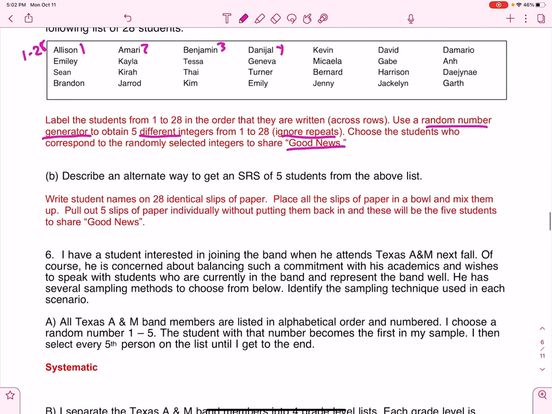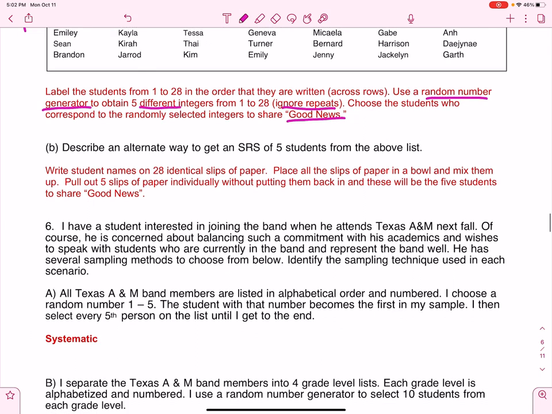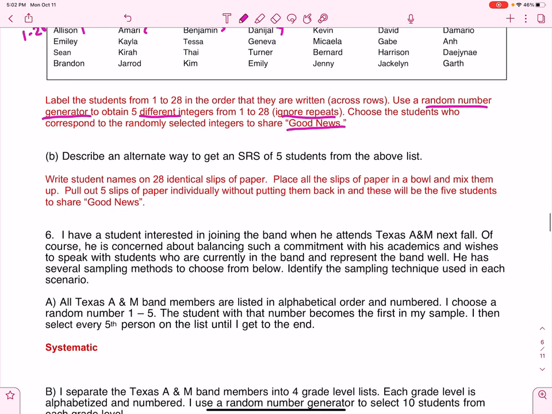An alternate way to get a simple random sample is writing all the students' names on identical slips of paper, putting them in a bowl, and mixing it up. Yes, you do have to mix them up. If you don't do that, it's not random. Then you pull 5 slips of paper out without putting them back, and those would be the 5 students. So that is how all of that works.